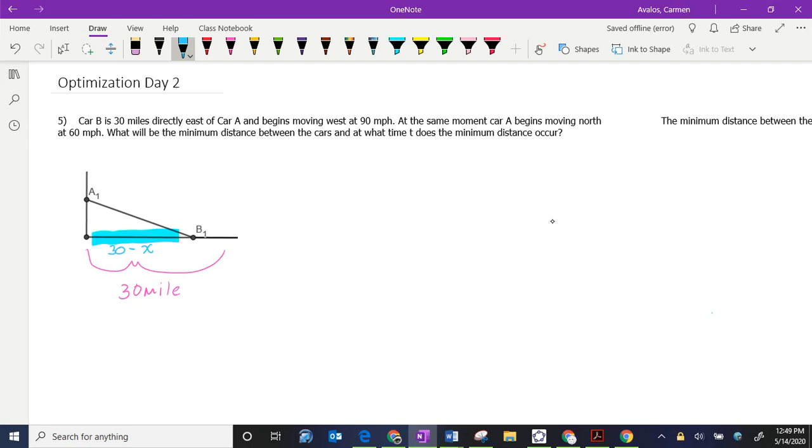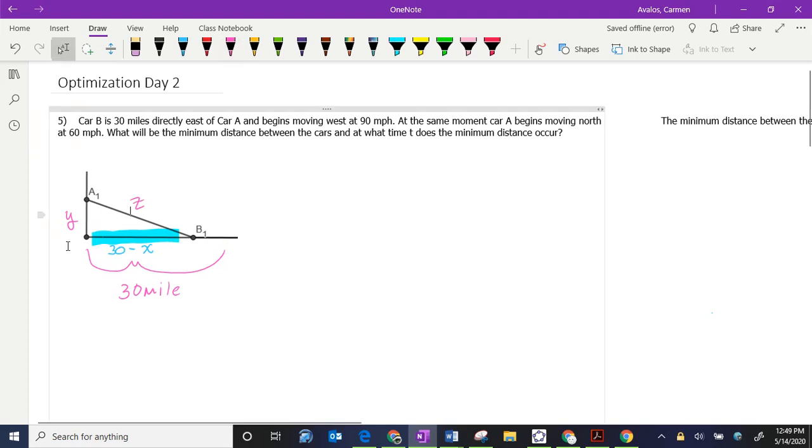Then we also have to label this side over here for car A. We don't know anything about it, and because it's vertical, we're just going to call that y. The distance between them, we're going to call z. They're going west and north, so this automatically forms a right triangle, and we have the Pythagorean theorem. So we have a relationship between everything that's happening here, and we're going to use that information to find what we need.